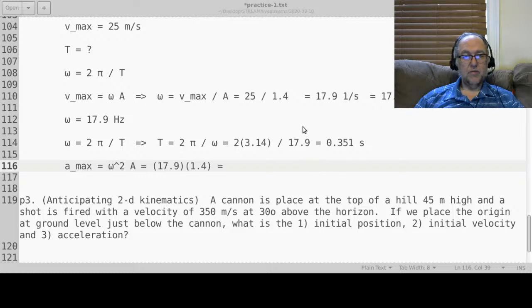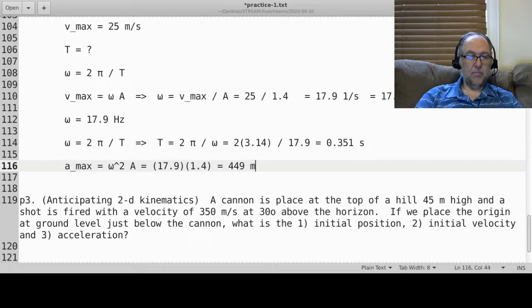and it's just a matter of crunching this through your calculator. So 17.9 squared multiplied by 1.4, and so it's 449 meters per second squared. Okay, by the way, that's huge. That's a really big acceleration, okay?